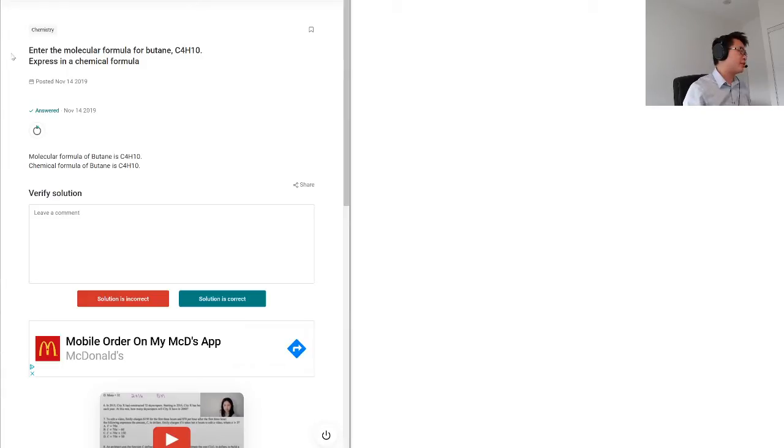The first question is: enter the molecular formula for butane, C4H10, and express that in chemical formula. First of all, we have to find out the... actually, I think this question sounds a little bit weird. The reason is that we are going to enter the molecular formula.